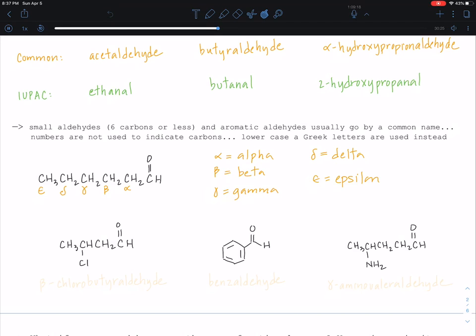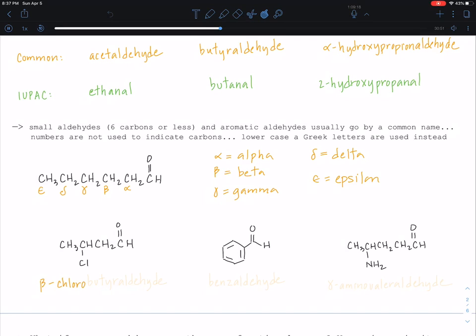This first one over here on the left, I've got 4 carbons. So instead of butyric acid, it's a butyraldehyde. And then on the beta carbon, we have a chloro group. So I have to write that down. If it was IUPAC, it would have been carbon 3, but this is the beta carbon, so this is beta chloro.